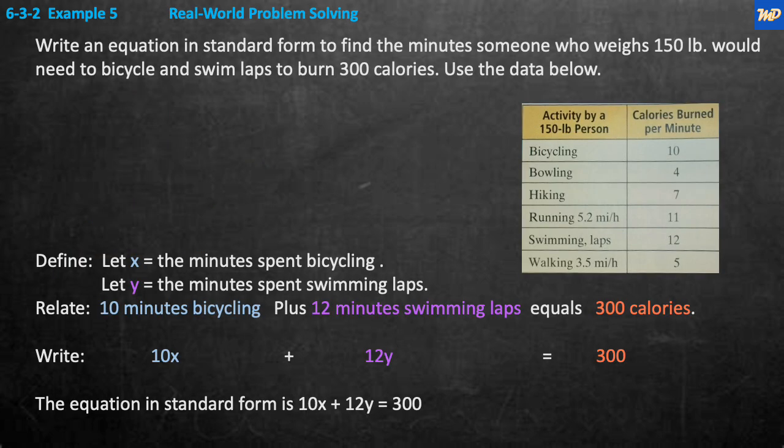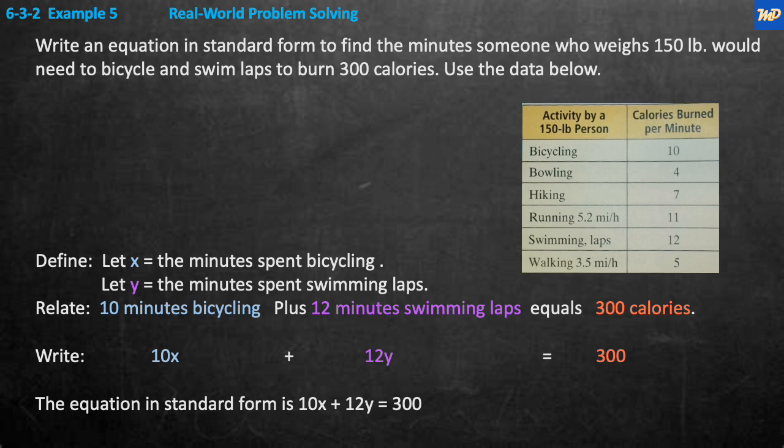Okay, example 5 is a real world problem. So let's look into this, see what we've got going here. It says write an equation in standard form to find the minutes someone who weighs 150 pounds would need to bicycle and swim laps to burn 300 calories. And it says use the data below. So we have the table right there. So let's define x and y first.